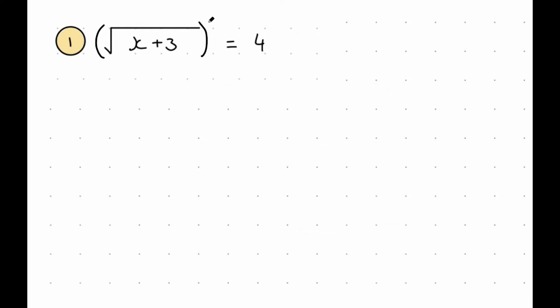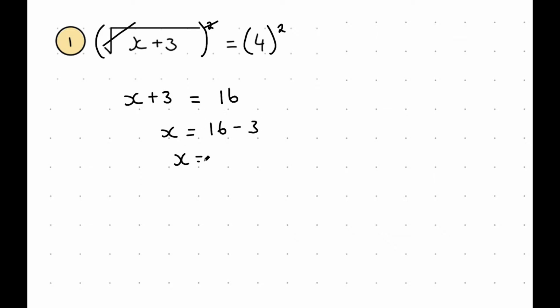So I'm going to square both sides here, because whatever I do to one side of an equation I have to do to the other. That then leaves me with x plus 3 is equal to 4 squared, which is going to give me 16. And then I'm going to get x on its own, so I'm going to have to subtract 3 from both sides. So I get x is equal to 13 for the first question.